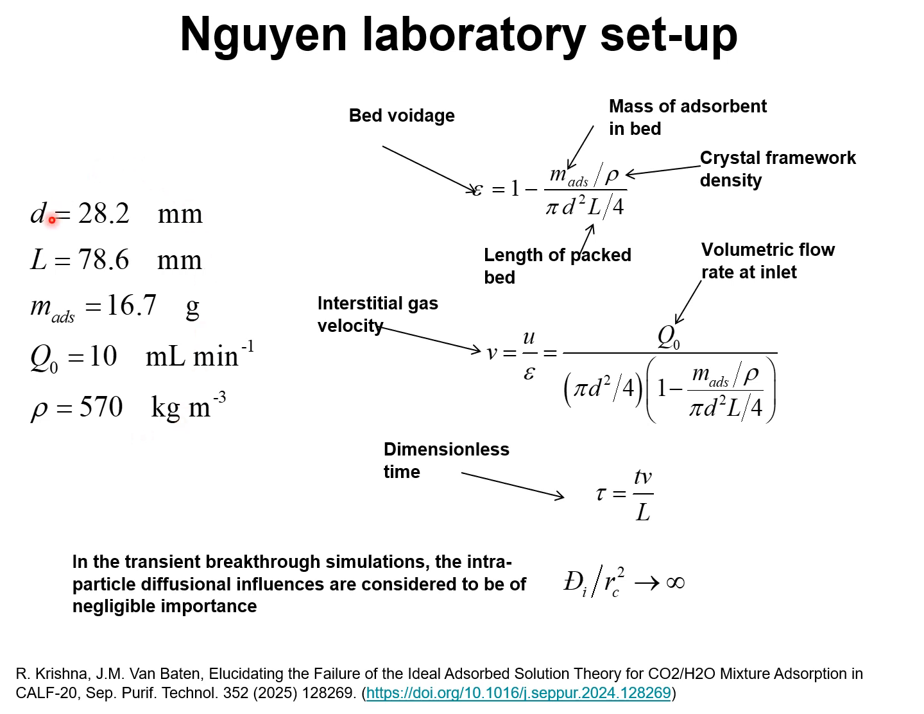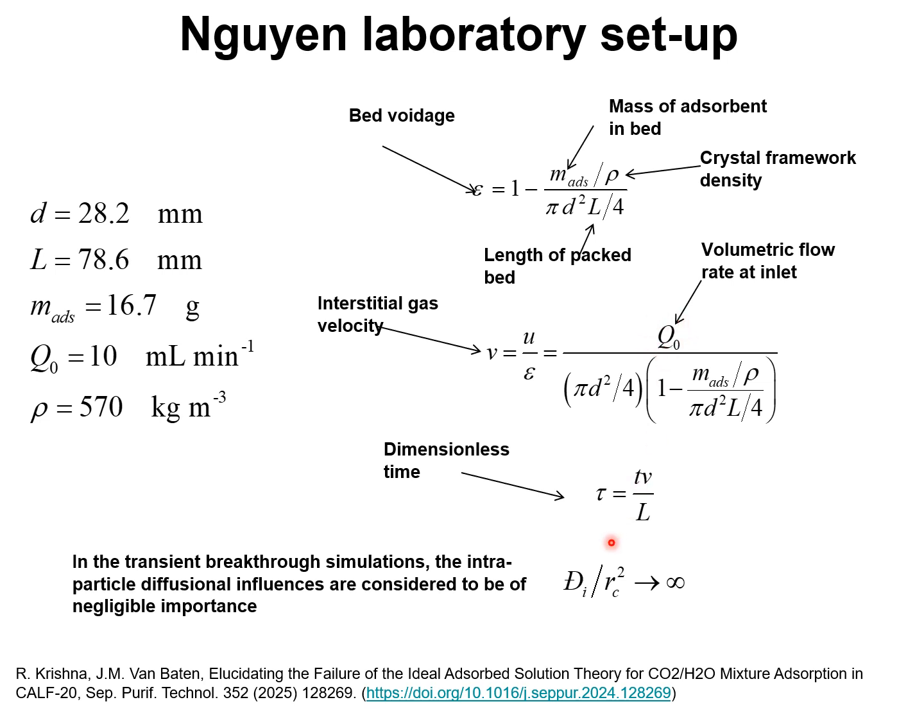On the basis of this information, the bed voidage required in the transient breakthrough simulation may be determined from this expression. The interstitial gas velocity V is the superficial gas velocity divided by the bed voidage, and this may be determined from information on the volumetric flow rate at the inlet.